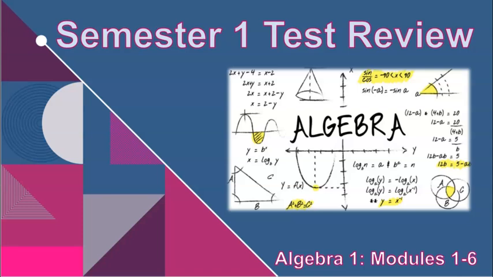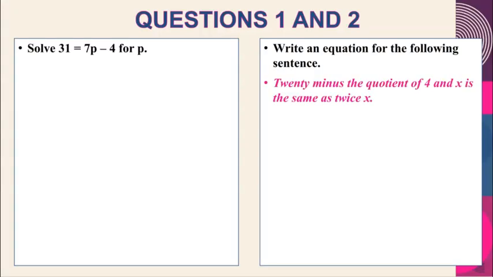Semester 1 test review covering modules 1 through 6. Question 1. Solve 31 equals 7p minus 4 for p.